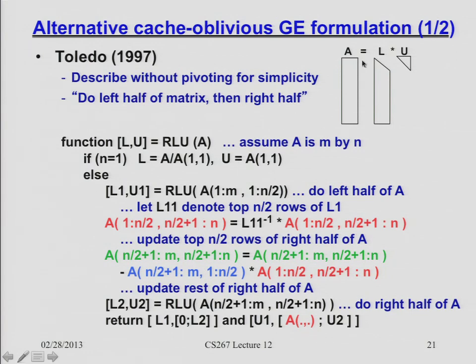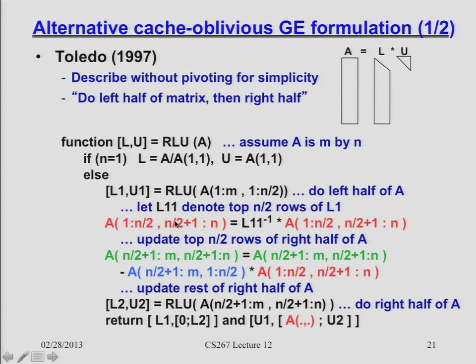I'm going to take my matrix and break it into the left half and the right half. I will do Gaussian elimination on the left half. I'll use all the information to update the right half. Then I'll call it recursively on the right half. So it's just going to be recursive left and right. I'm not going to break up a row. I'm just going to break up the columns in the left and right.